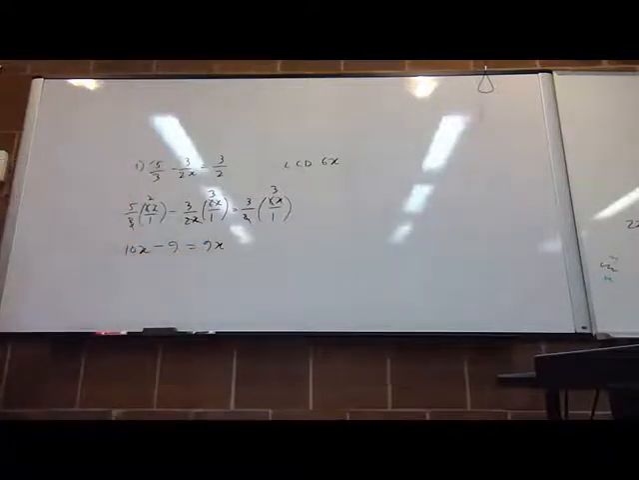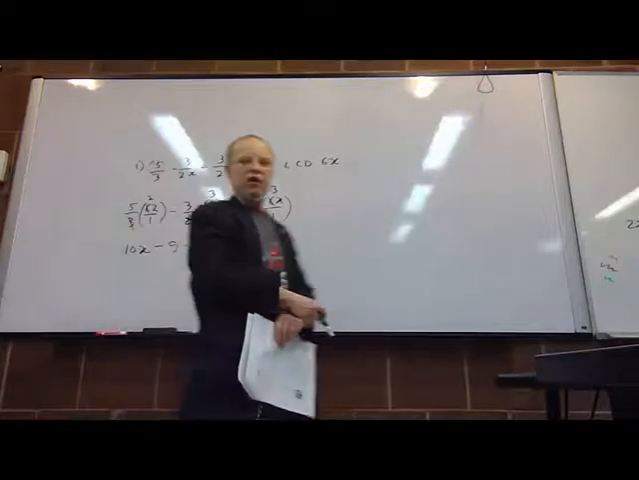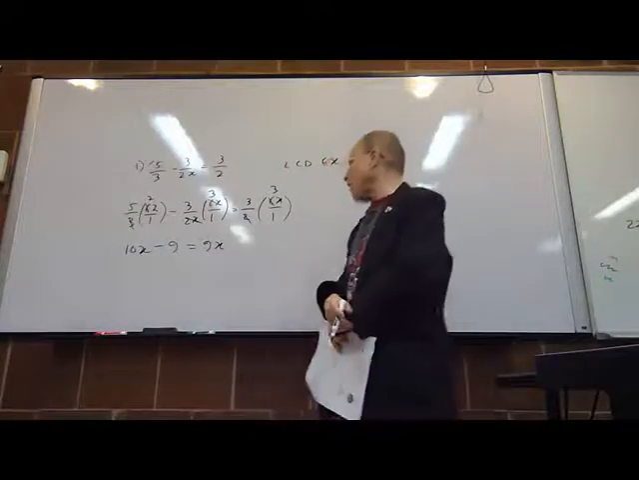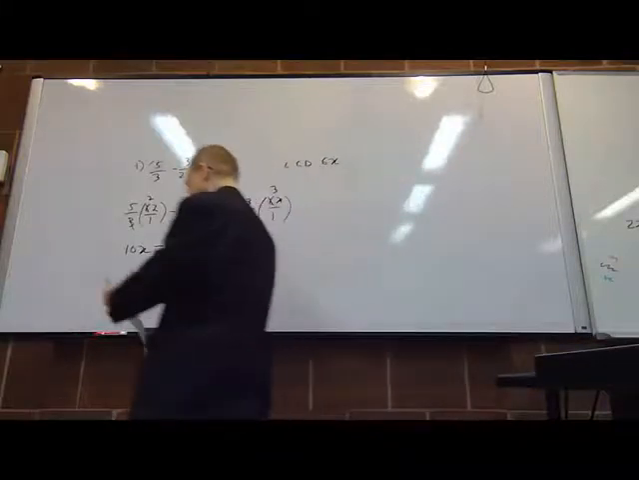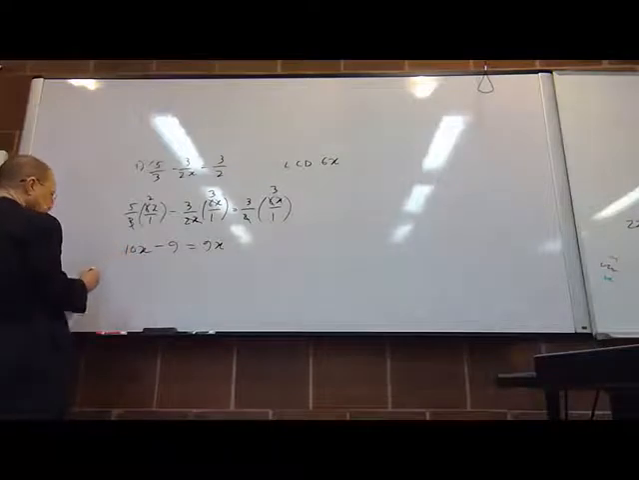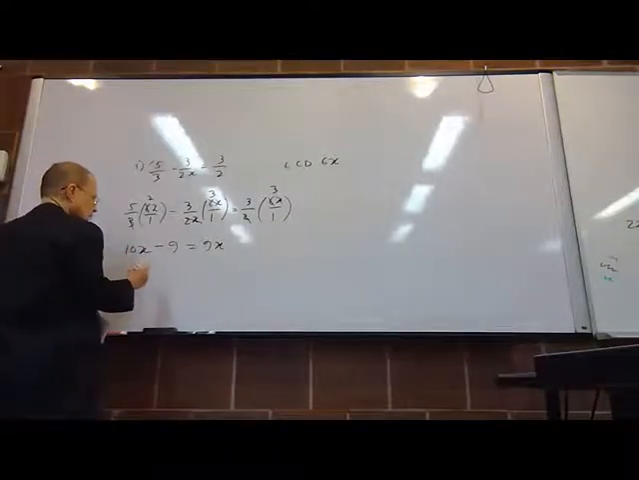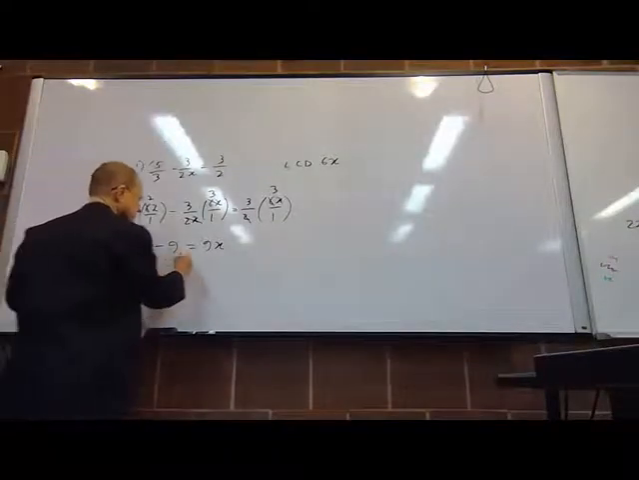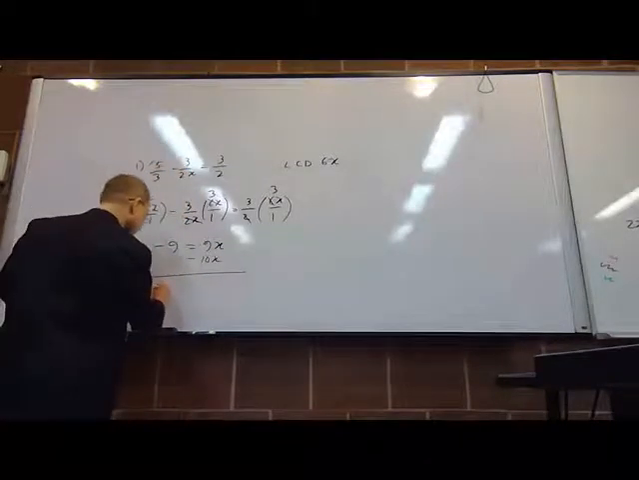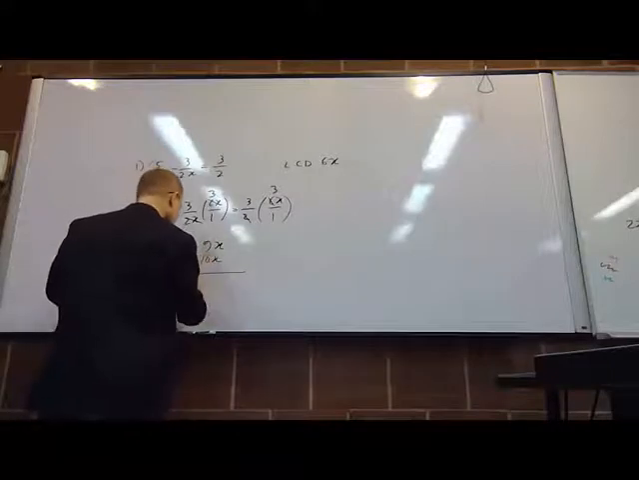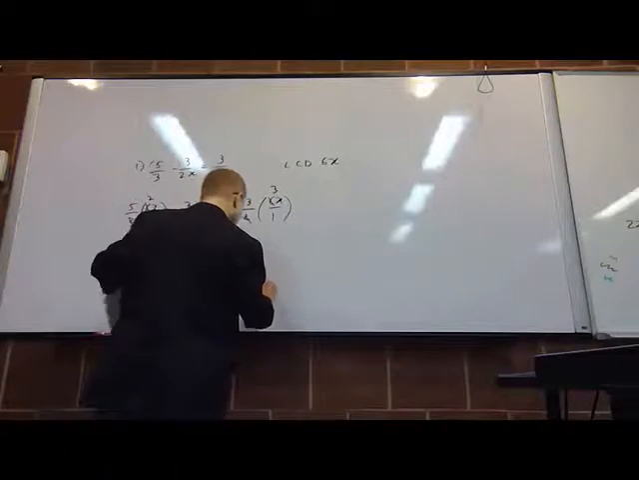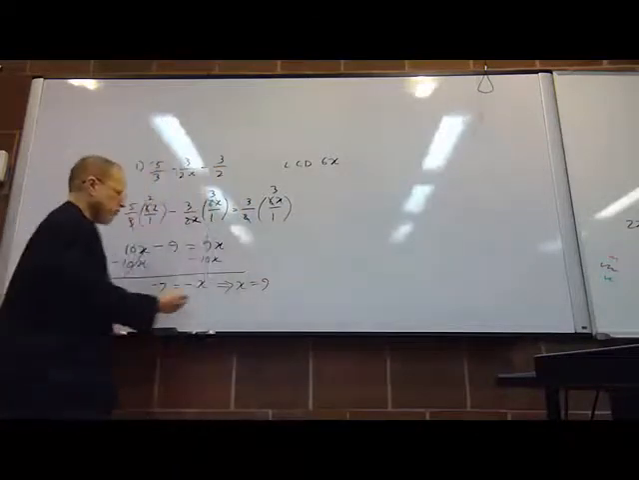So here now we have 10x minus 9 is equal to 9x. And now we have a very simple algebraic equation that we can solve just like any other algebraic equation of this form. So we solve for x the way we would normally, and we subtract 10x, and we have minus 9 is equal to negative x, and this implies that x is equal to 9. And that's our final answer.